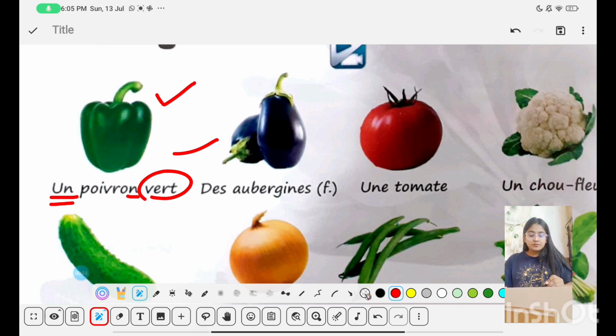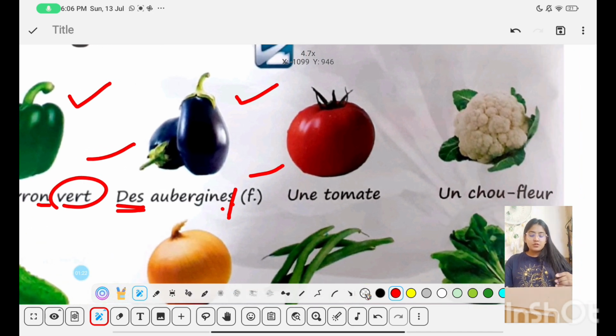Moving on to des aubergines. Des aubergines. Now des aubergines, des, because aubergine is ending with s. Anything that ends with s is plural, so we use des as an article. And f, this f means it is feminine. So if you remove this s, what is the last alphabet that you see? E. Anything that ends with e is feminine. Not anything, but most of the things.